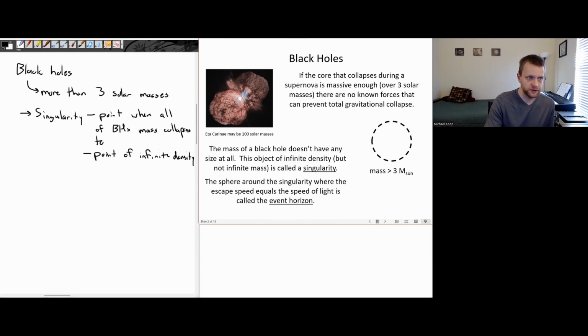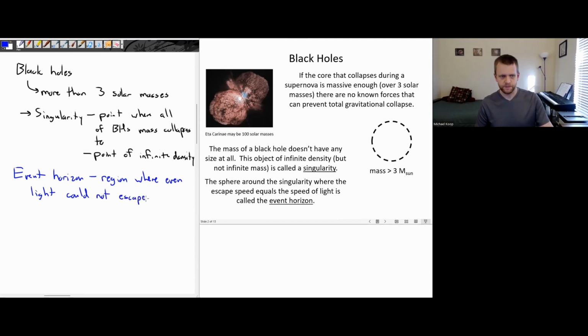Okay. What we often talk about in terms of the size of a black hole is a region called the event horizon. So let's talk about that briefly. So the event horizon, this is the region where not even light would be able to escape the gravitational pull of this black hole. So it's the region where even light could not escape. This one wouldn't be 0 size.